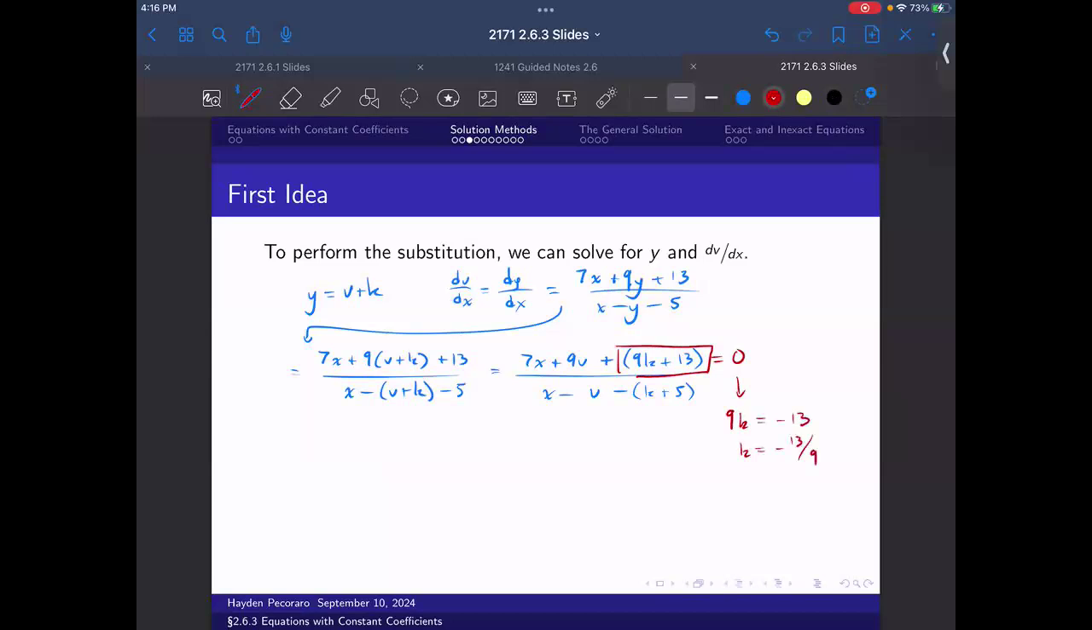All right. Question? No, because there's a minus out here that distributes to minus k, and then you get minus v minus k minus 5, and then I factor out a minus from there. I did skip that step though.